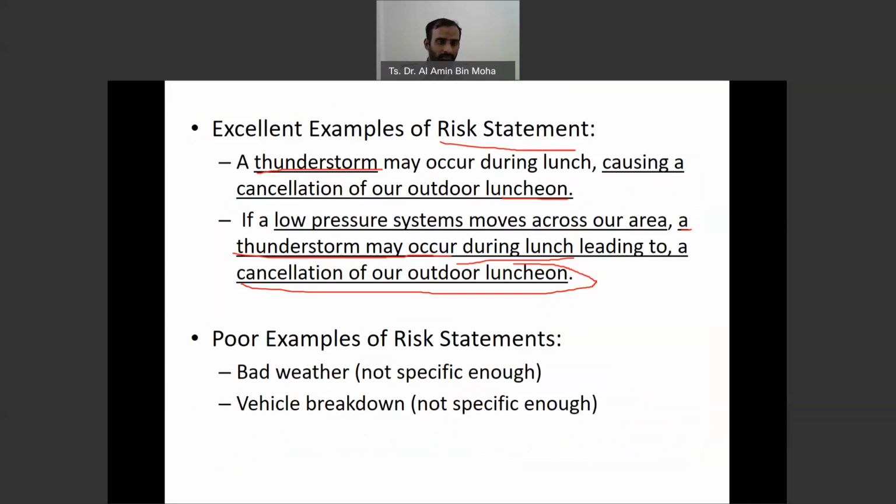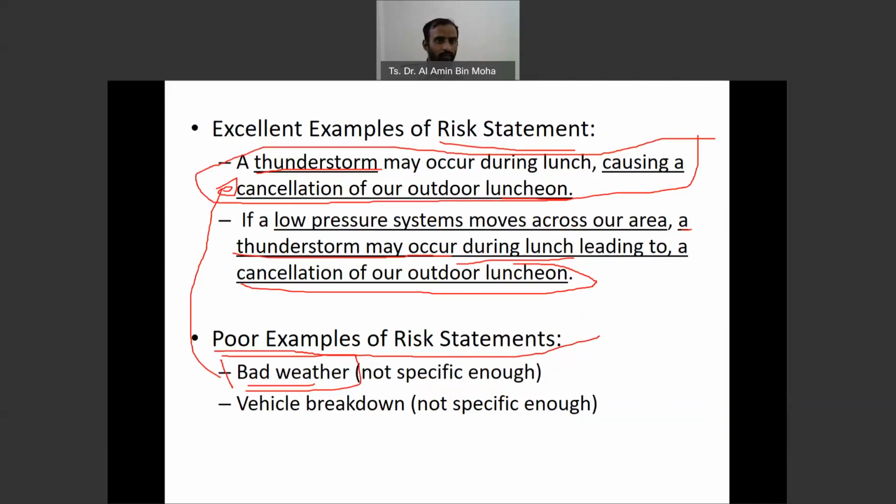And they also give some poor examples. What is the risk statement? Bad weather. Yes, it's bad weather, but what are the details? So just compare this bad weather with this. It is also a description of the bad weather, but they give more detail. Why the bad weather? So it's thunderstorm. So what's going to happen? Causing a cancellation. The same thing, a poor example of a risk statement. Vehicle breakdown. So basically it's not specific enough.